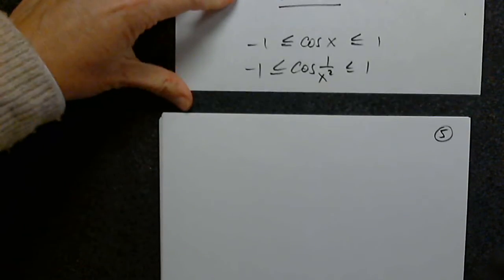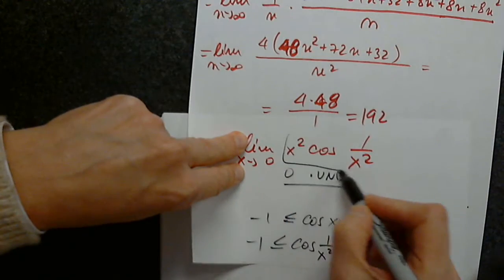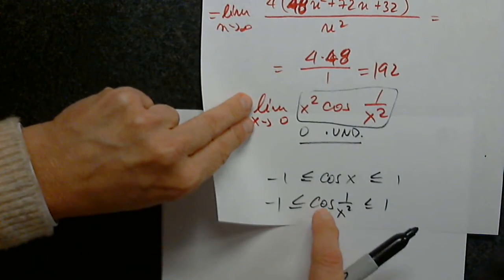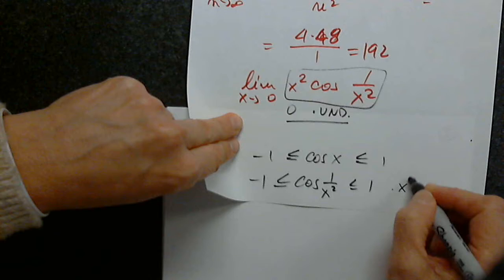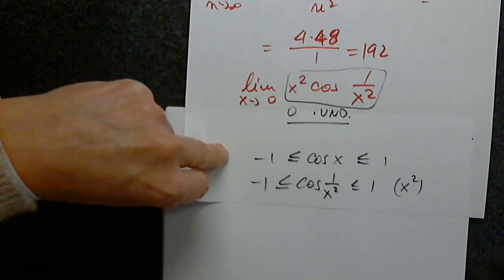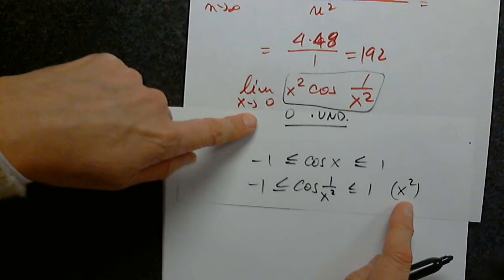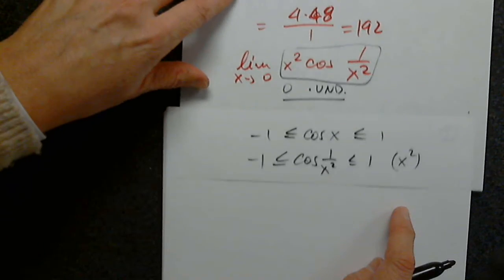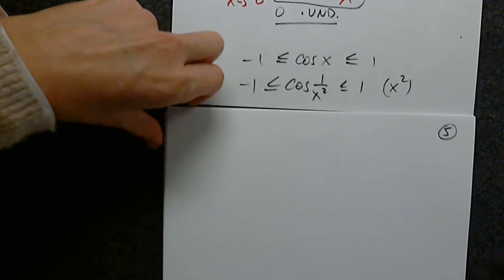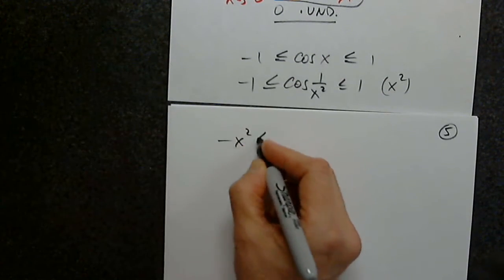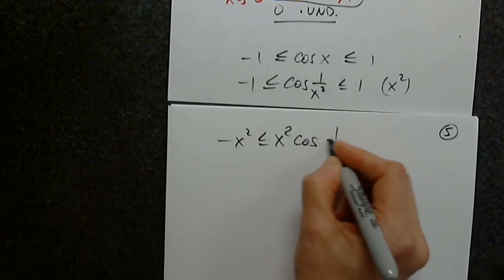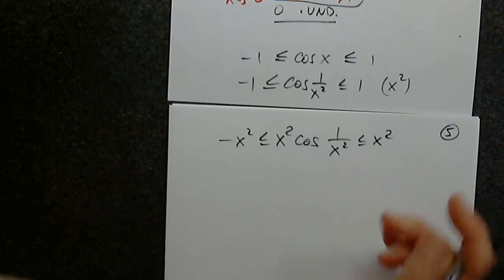So now, since I need this function in the middle, like before, I will multiply all 3 sides by x squared. And I have to make sure that x squared is not 0 and it's always a positive number. So when I do that, I get -x squared less than or equal to x squared cosine 1 over x squared less than or equal to x squared.